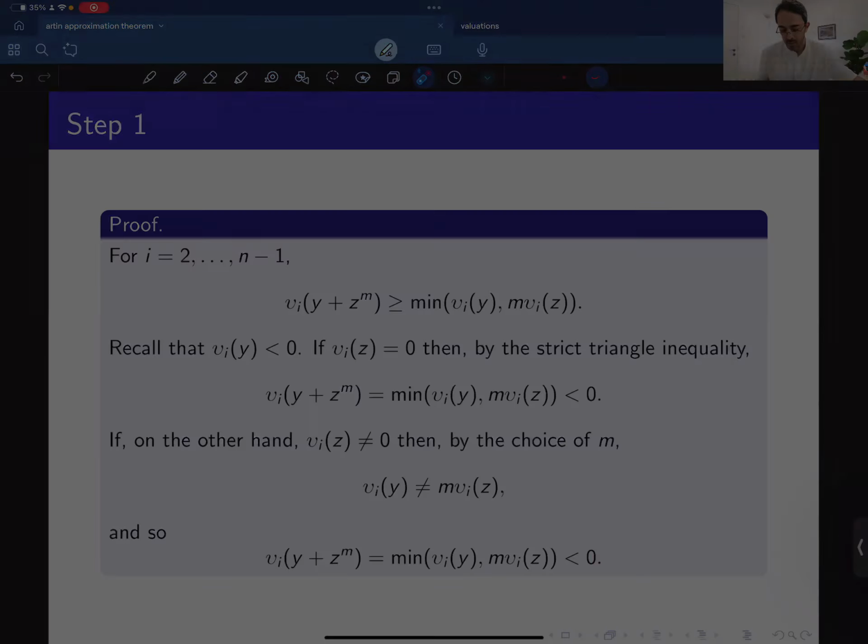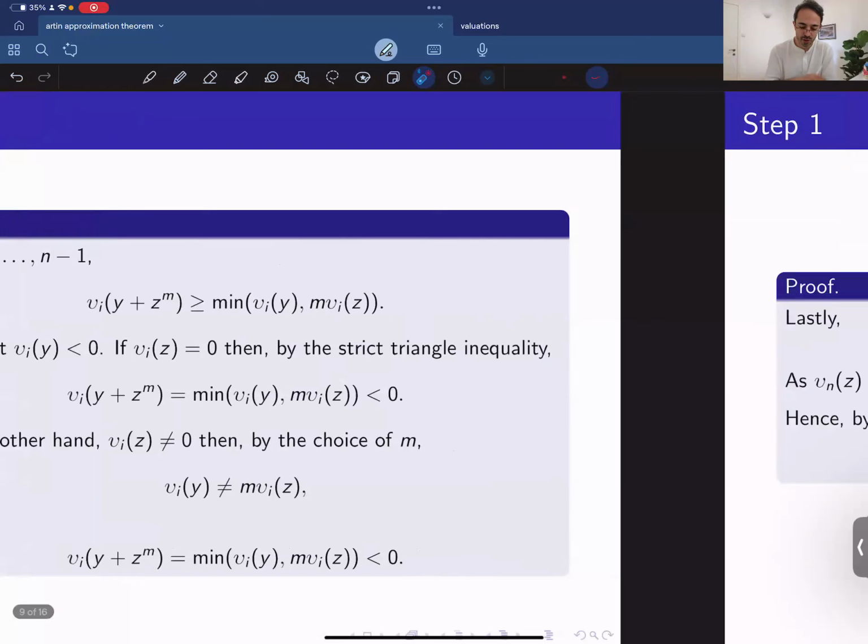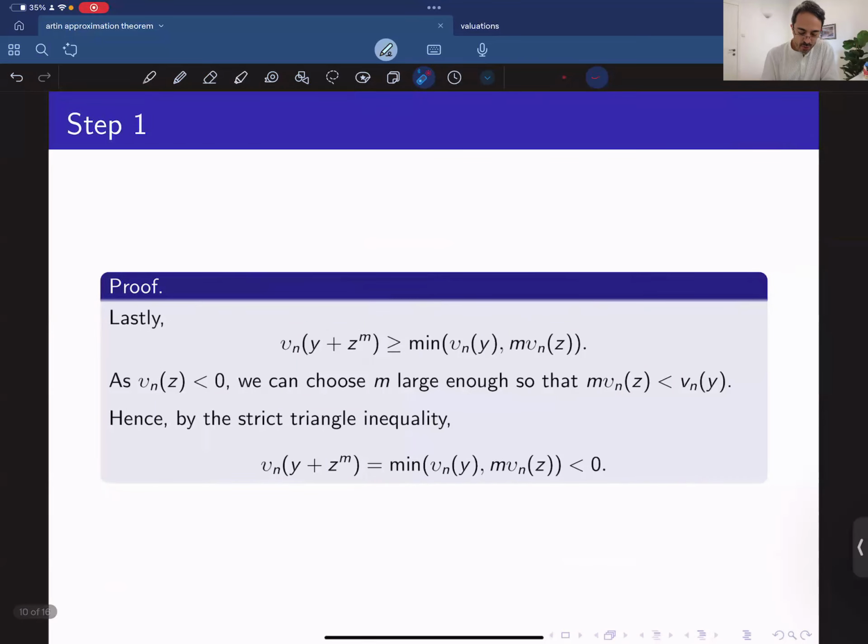Okay. Now, what about the nth valuation? So now let's consider Vn of x. Again, by the triangle inequality, it is the minimum between this and that. But we know that z was chosen according to v1 and vn, and we know that vn of z is strictly smaller than 0.